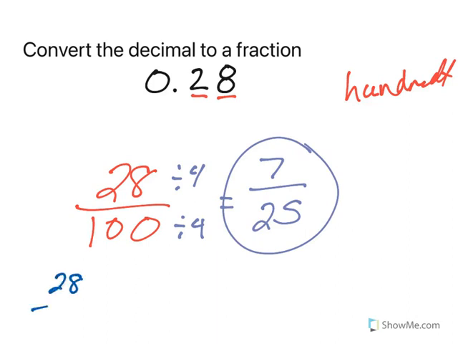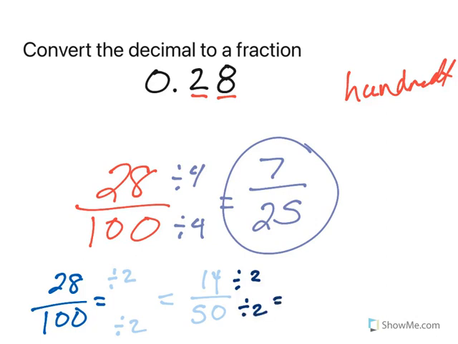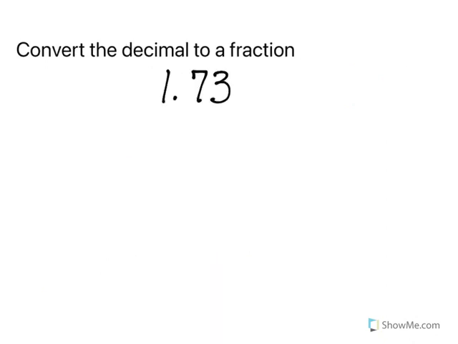If you had looked at 28 over 100 and said, hey, they're both even. Even numbers are reducible by 2. That is a phenomenal step because 28 divided by 2 is 14. 100 divided by 2 is 50. It makes your number smaller. Then you can say, hey, those are also reducible by 2, and you get 7 over 25. It doesn't matter what road you take, you're going to end up at the same spot. That's what's important. One more, 1.73.